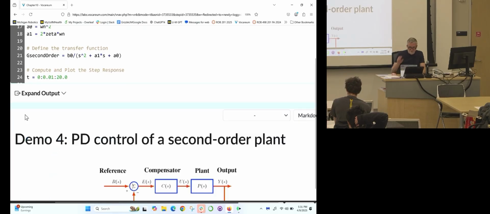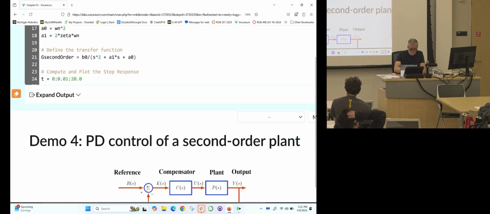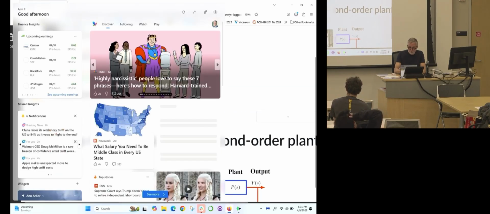Wow. I'm able to manipulate that formula in my head. Yay.